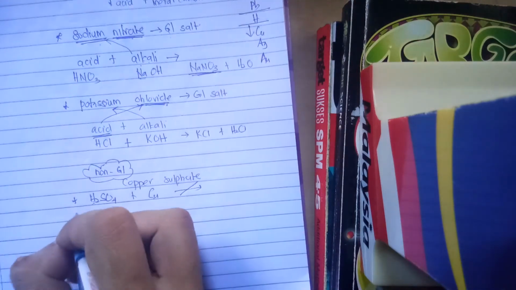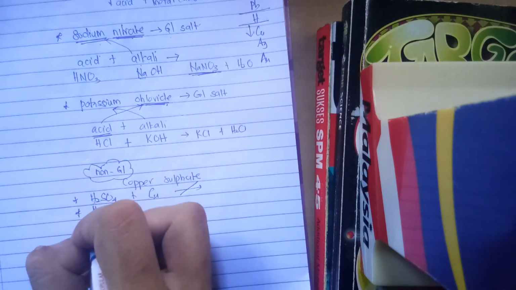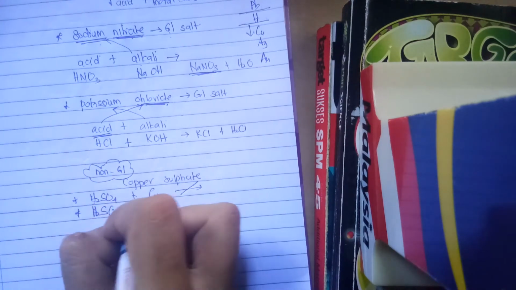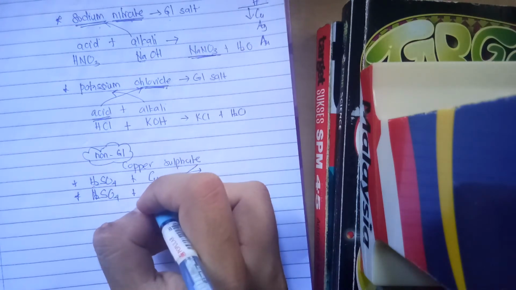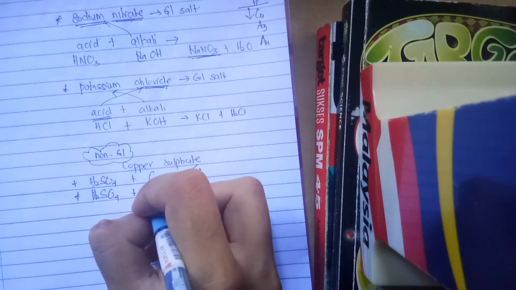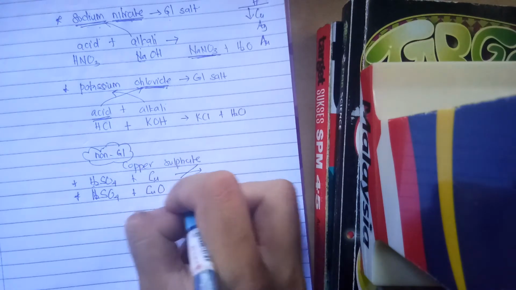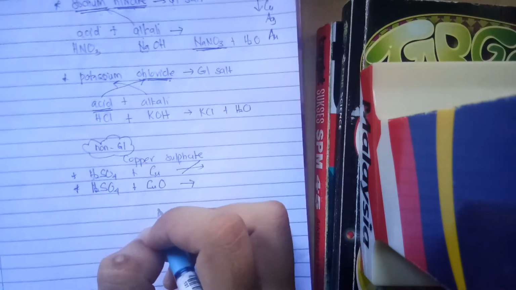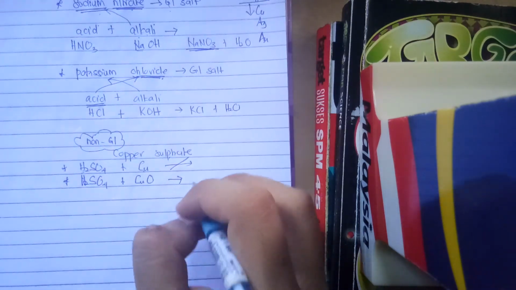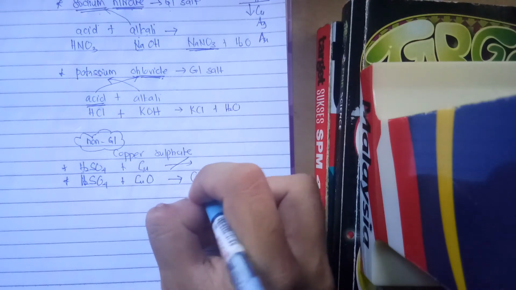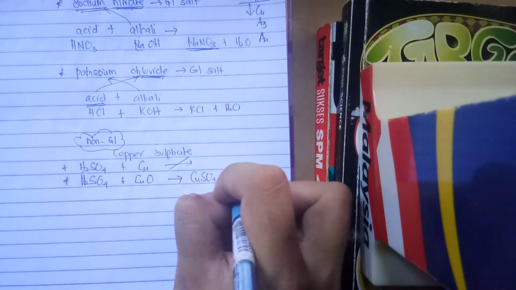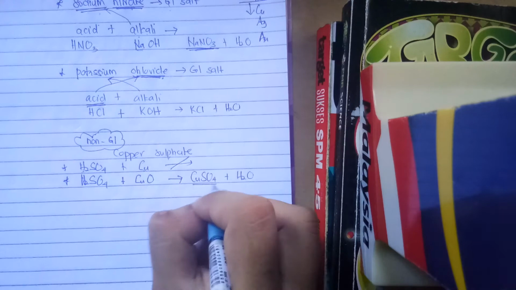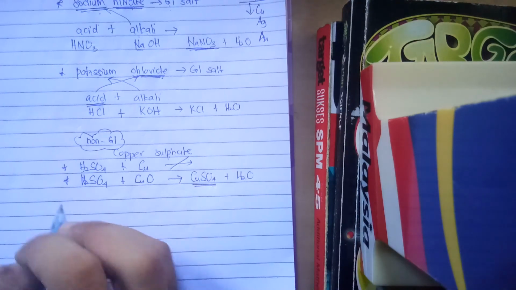Let's try the second one. The acid stays the same, sulfuric acid, plus a metal oxide, which is copper oxide. Copper oxide will be CuO. Yes, you can have a reaction. All oxides can react with acid, so you will get your copper sulfate plus H2O. So you already get your copper sulfate.